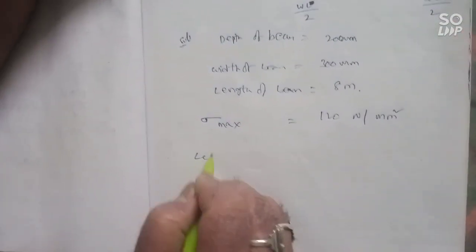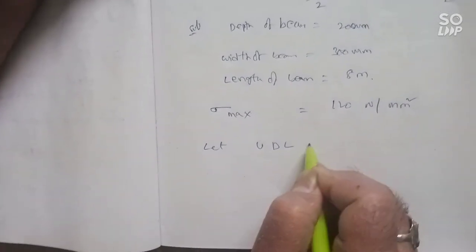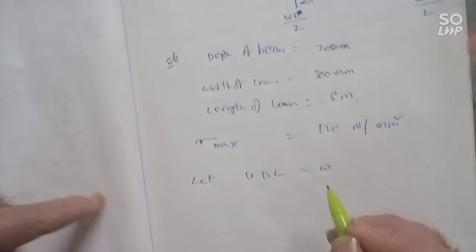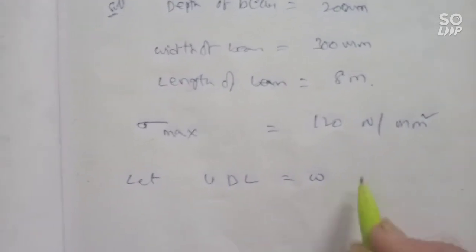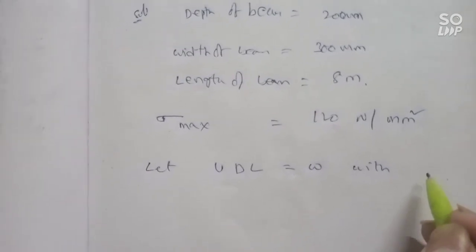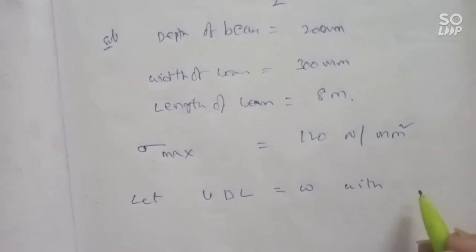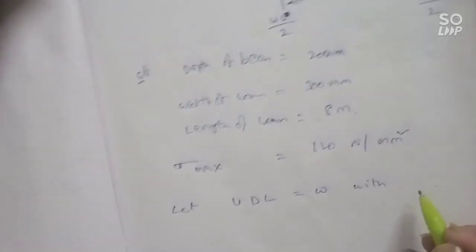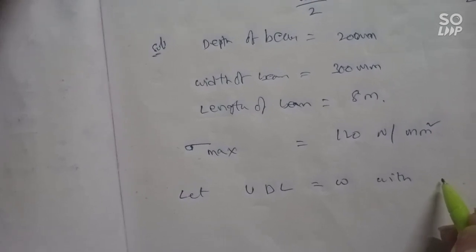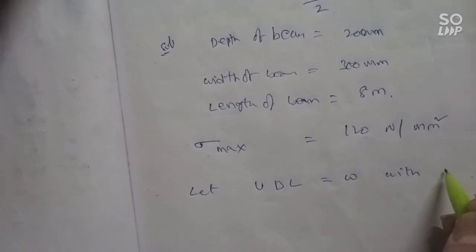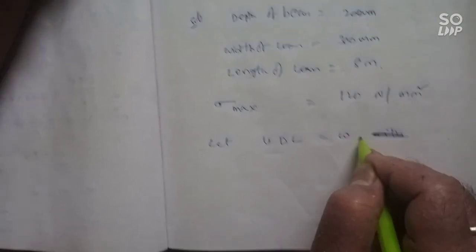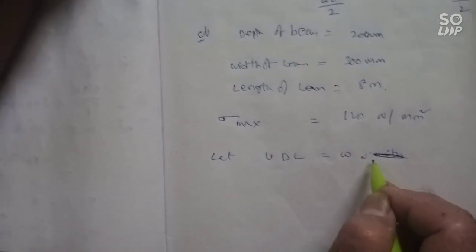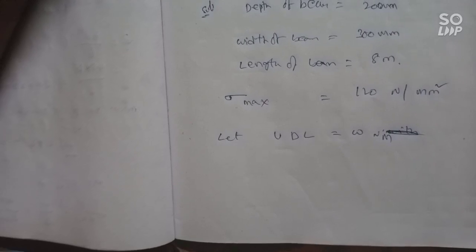Okay, now let the UDL be equal to W. Let UDL is equal to W Newton per meter.